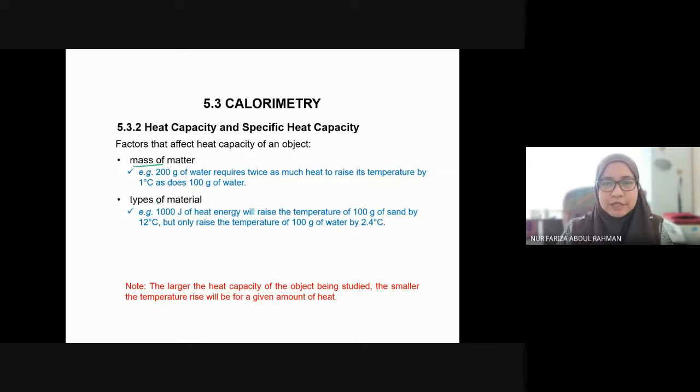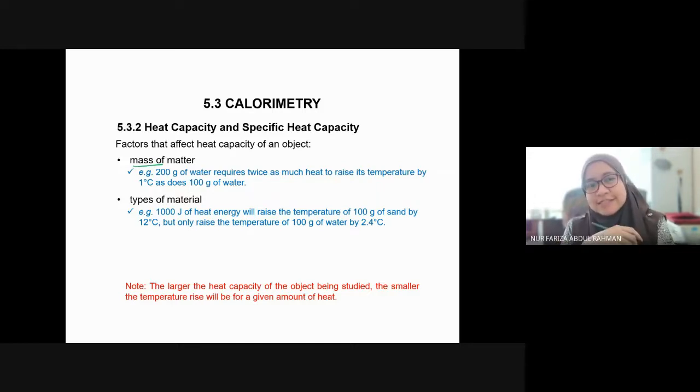Contohnya bilik kuliah 60 orang dengan bilik kuliah 200 orang. Okay, yang mana yang boleh accommodate lebih banyak student? Bilik kuliah 200 orang lah. Okay, so the larger the mass of the matter, therefore, the more heat can be absorbed. The more heat can be absorbed and therefore it takes longer time to increase the temperature by 1 degree Celsius.